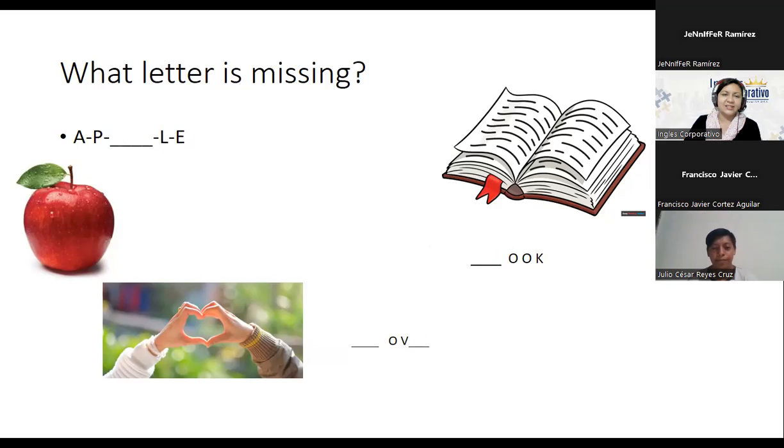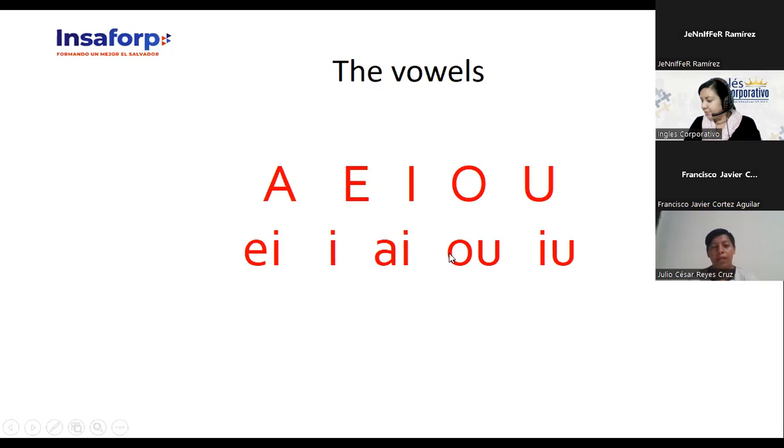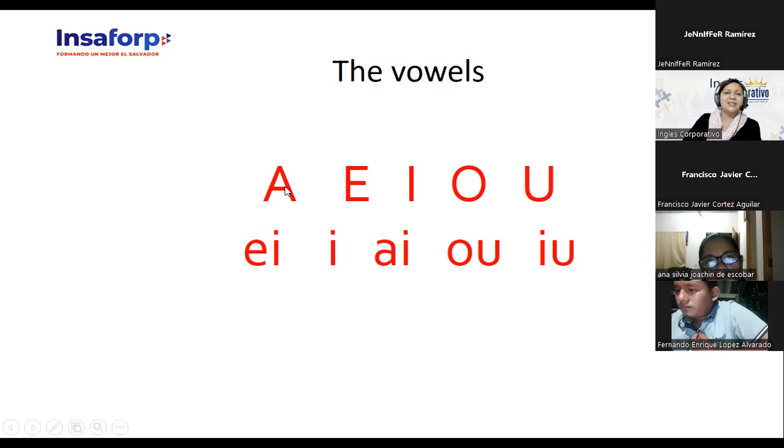Okay, in the next slide, we are going to practice the vowels. Sometimes we get confused with the vowels, because they are different from Spanish, right? It's a different sound and we can get confused, but it's a matter of practice, right? This is A, E, I, O, U, and I put it here. A, E, I, O, U. Okay.